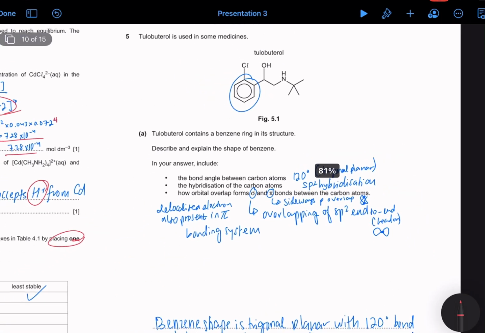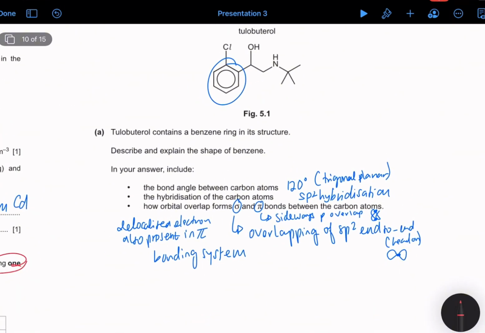For question 5a, tolubuterol. I've seen this question more than once, so I'm not sure if it's a repeated question or not, but do take note. Explain the shape of the benzene and describe it. In your answer, include the bond angle between carbon atoms. Again, this one is fairly simple. This is all theory: 120 degrees, trigonal planar, and the hybridization is sp2.